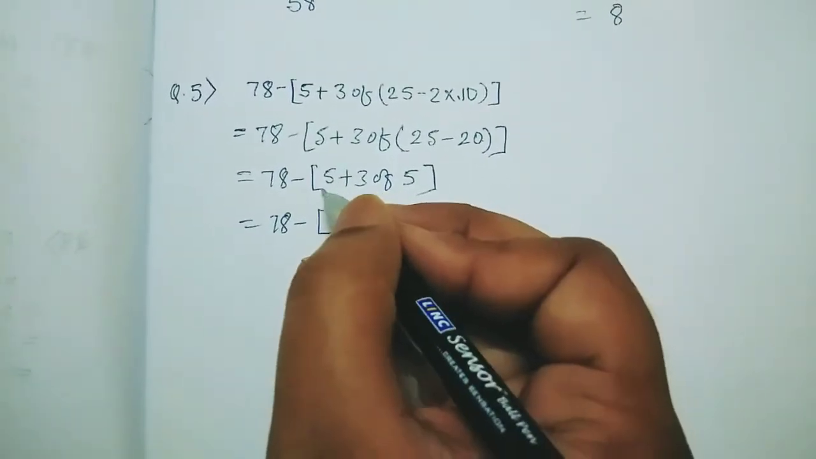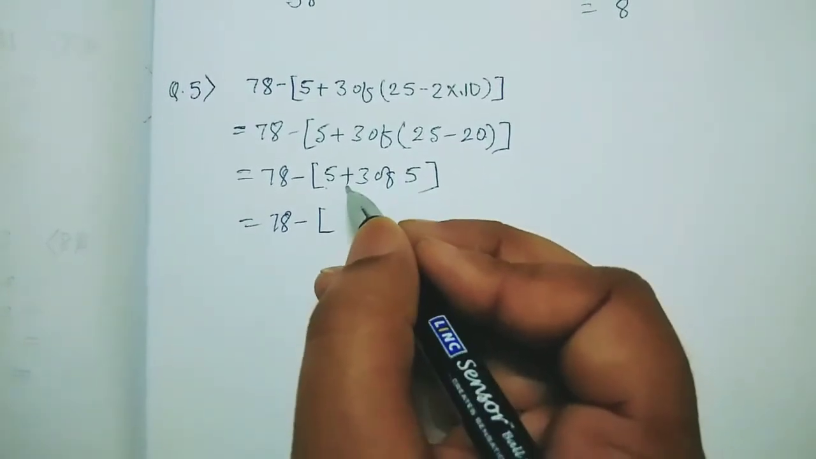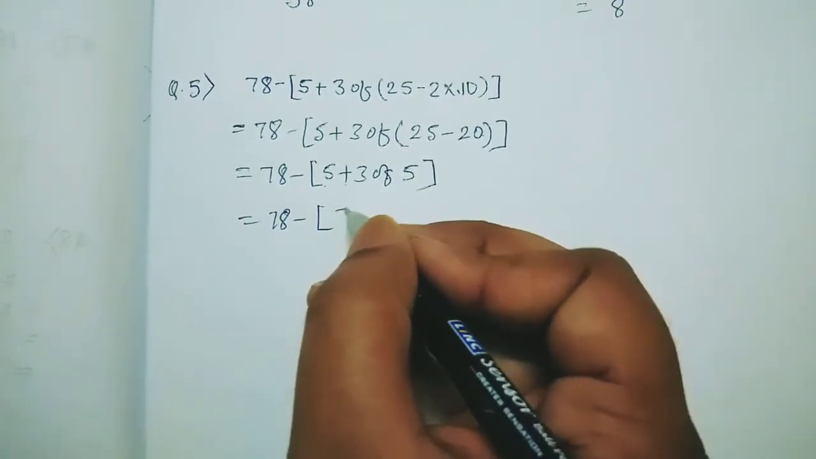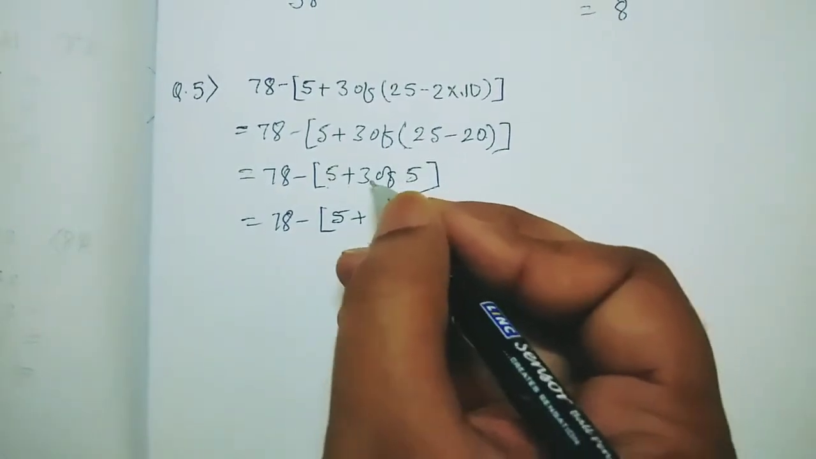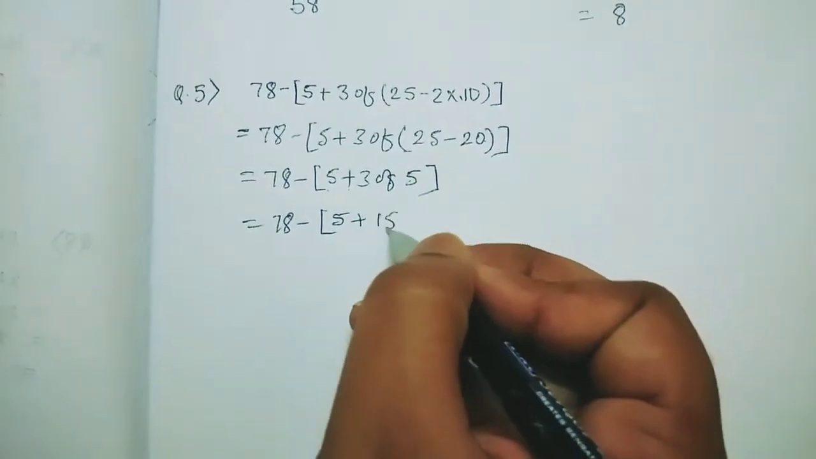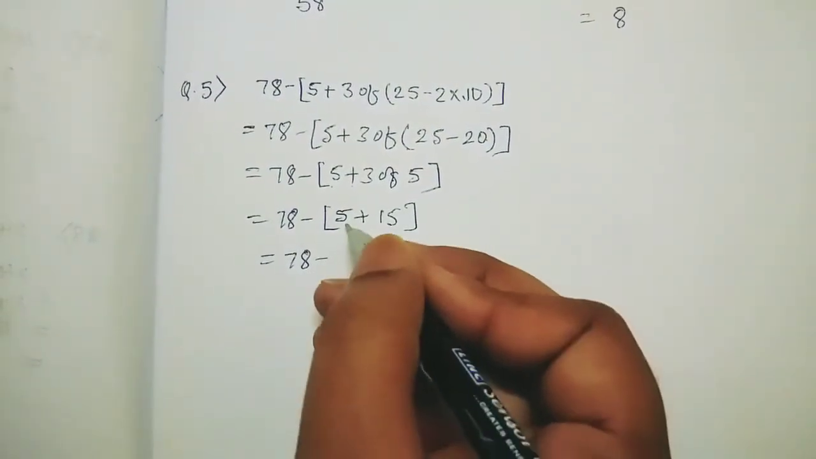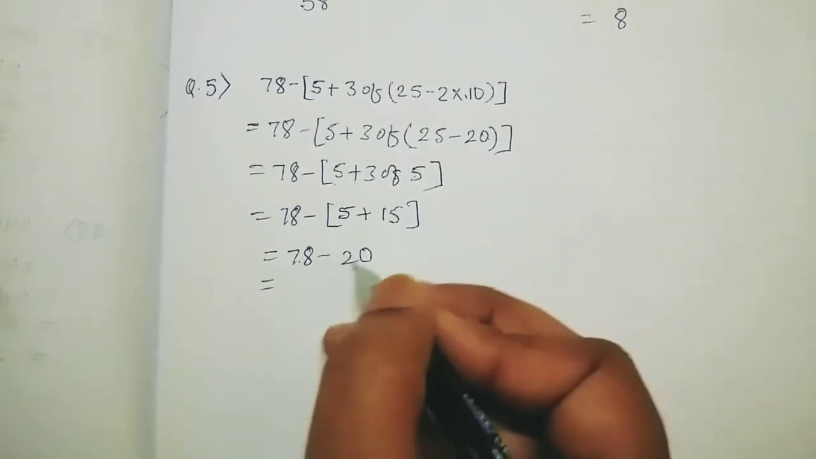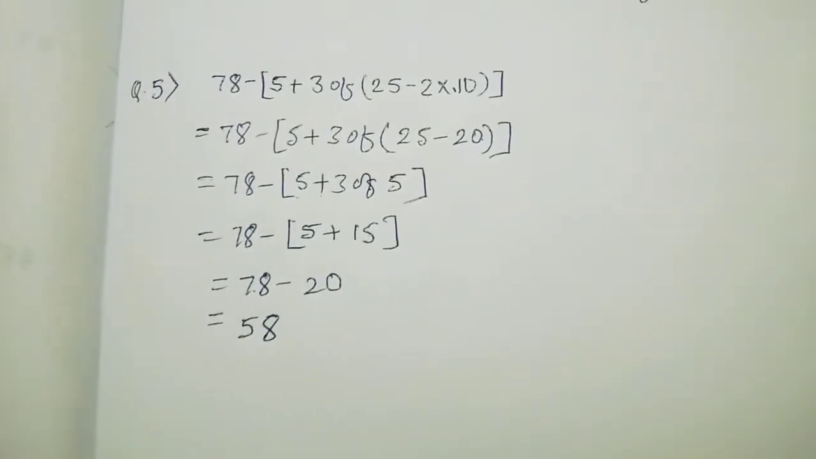So here you can see now inside this third bracket, two operations are there, plus and of. So which operation will we perform first? The 'of' operation. You know this. So 5 plus 3 of 5. 3 of 5 means multiplication. 3 into 5, it is 15. Now close the bracket. 78 minus 5 plus 15 is 20. Right? So now 78 minus 20 is 58. So this is the answer to this question. Understood?